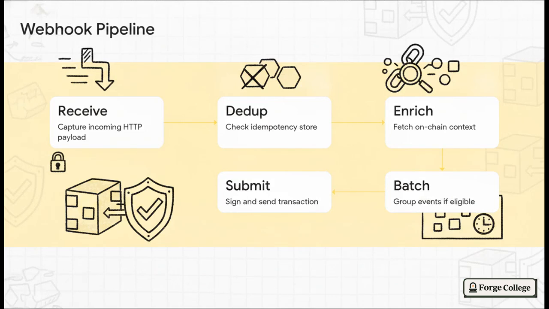But here's the catch. We absolutely cannot just throw that raw tap on the shoulder directly onto the blockchain. We have to follow 5 exact steps to reliably transform these raw signals into clean, deterministic on-chain data. First, we receive the webhook. Second, we deduplicate it. Third, we enrich it with any needed on-chain context. Fourth, we batch events together. And finally, we submit. So let's break down exactly how we protect and manage this pipeline.